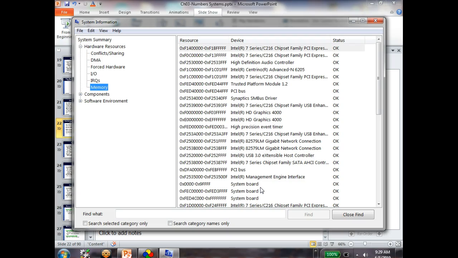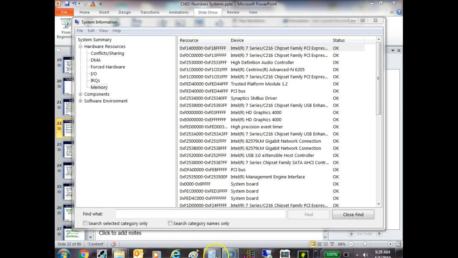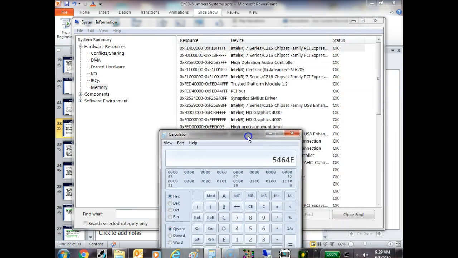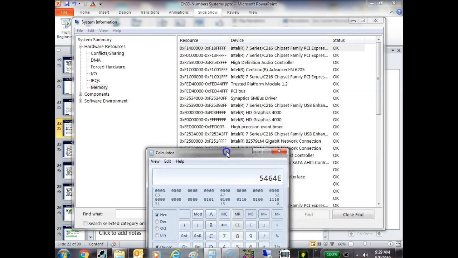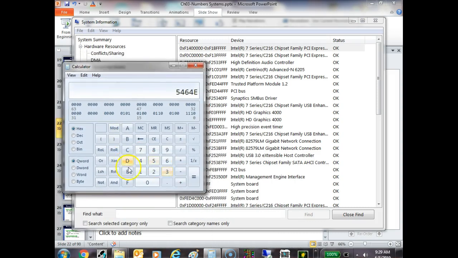Now that's a big number. If we converted that to decimal, that would be a big number. Let's see if we can do that. So I got it in hex. Let's put this number in right there. So notice my keyboard changes. Now over here I got letters, yeah. So that would be F, E, D, and then 4 F's, right? And we'll convert this over to decimal.